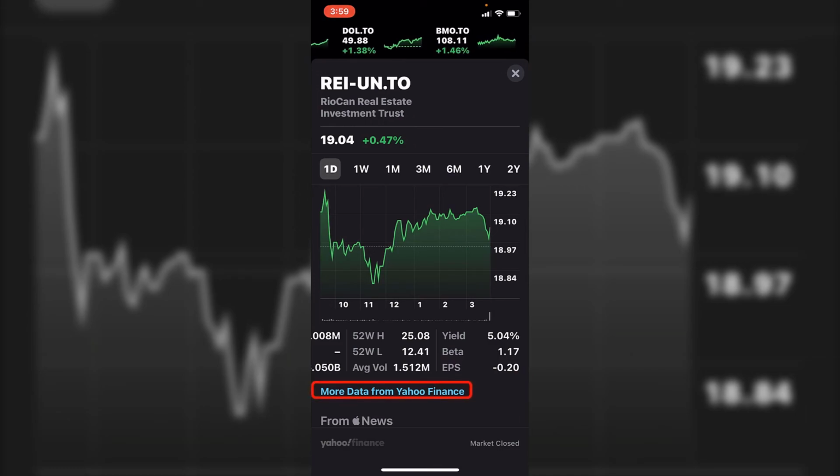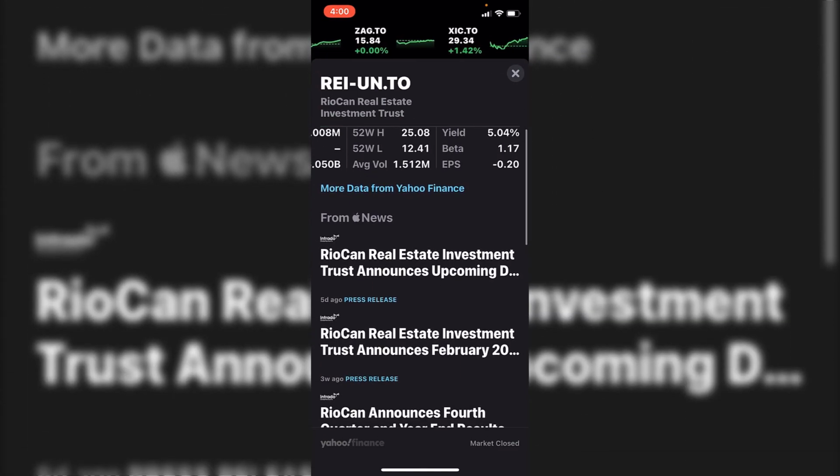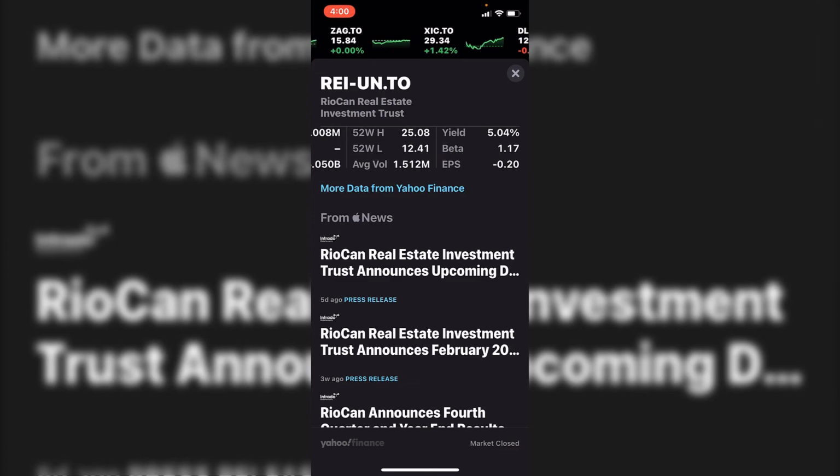Underneath, you can see it says more data from Yahoo Finance. If you touch it, it's going to bring you to the Yahoo Finance website, which gives you exactly the same information as we saw on the website, but on mobile, okay? It opens in Safari.